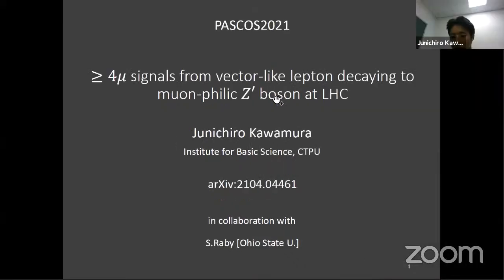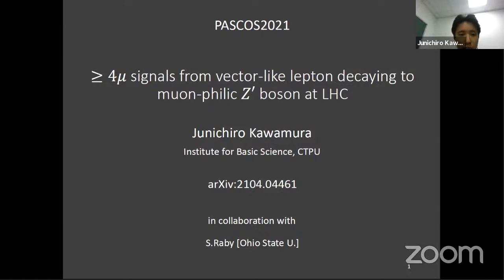So now can you see this, right? Yeah, I can see. So your title is "More than 4 muon signals from vector-like leptons decaying to muonphilic Z' bosons at the LHC." So do you want to cover the muon g-2 also, or? Yes. Okay, great. So then you have 15 minutes. So thank you. Please start.